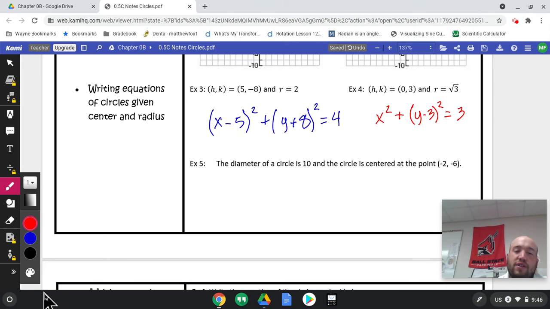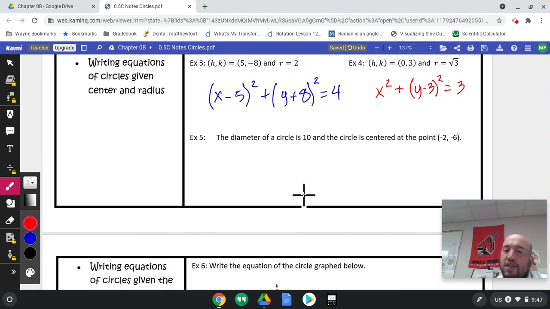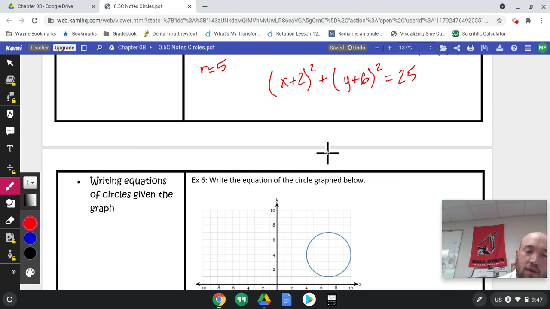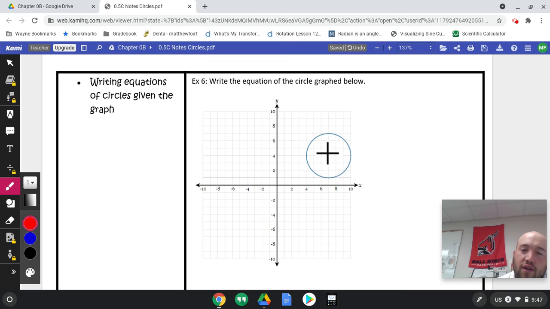The final one on the front here says the diameter of a circle is 10. If you don't remember, diameter equals 2 times the radius. So we'll divide 10 by 2, and the radius will equal 5. So from here, we can just do (x plus 2) squared plus (y plus 6) squared equals 25. Okay, on to the back. 2 more.